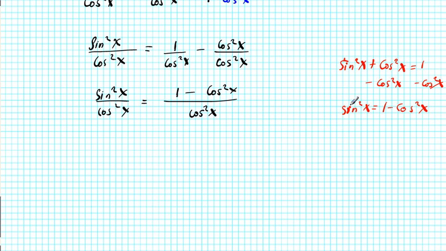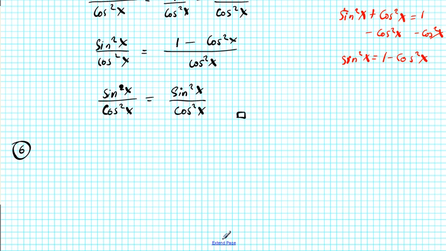Okay, so based on this, I can replace the top like I did in examples 2 and 3. I can replace this with sine square x. So I'm going to have sine square x over cosine square x equals 1 minus cosine square x is just sine square x over cosine square x. Left hand side is equal to the right hand side, and we are done. All right, now let's move on to example number 6.